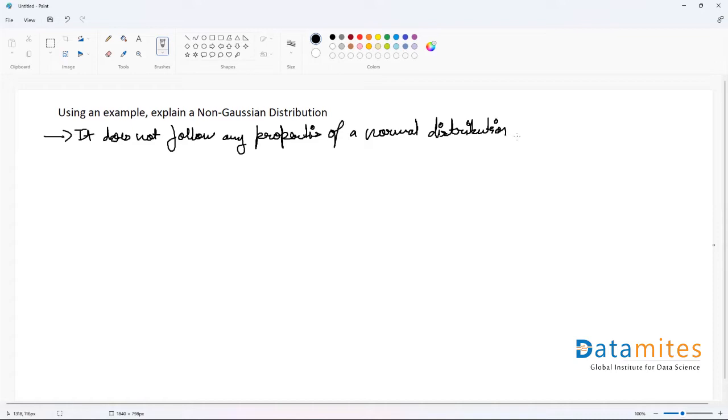So generally a normal distribution has mean, median, mode as same. So that's completely opposite here. So the mean, median and mode are not same here. Or you could say they are different.